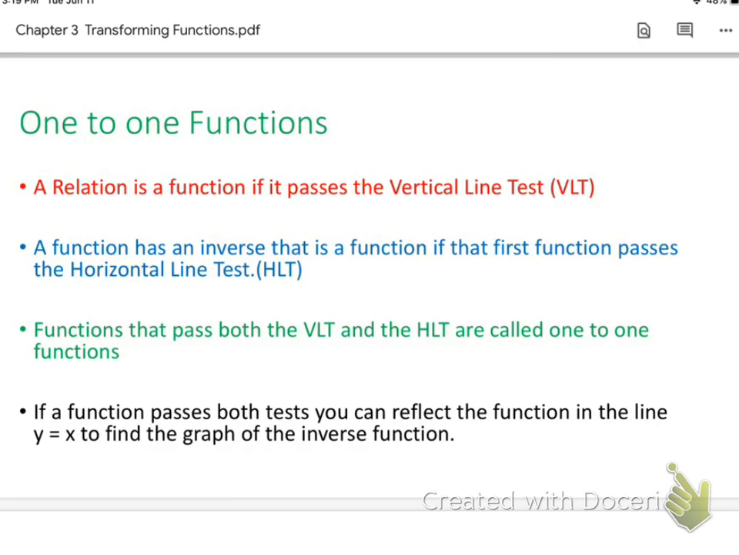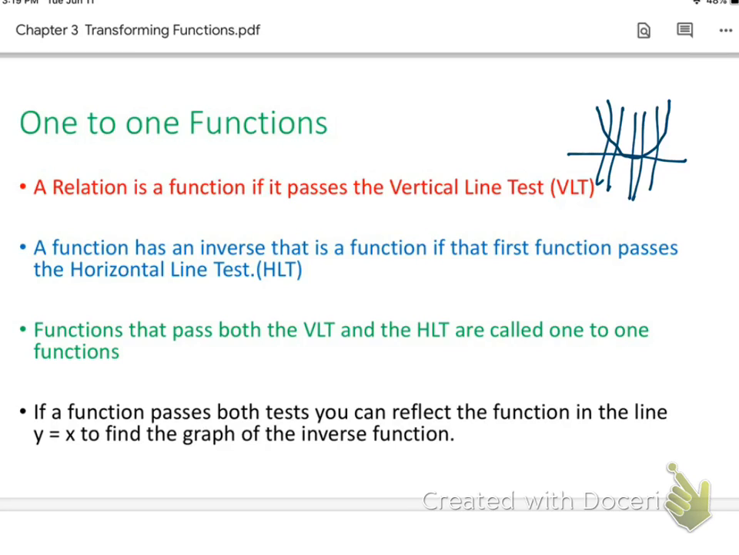Okay, when one speaks about inverses, it is perfectly natural to talk about vertical line tests, horizontal line tests, and one-to-one functions. A relation is a function if it passes the vertical line test. So for example, a parabola is a function because if I draw a vertical line, I only hit that function one place.